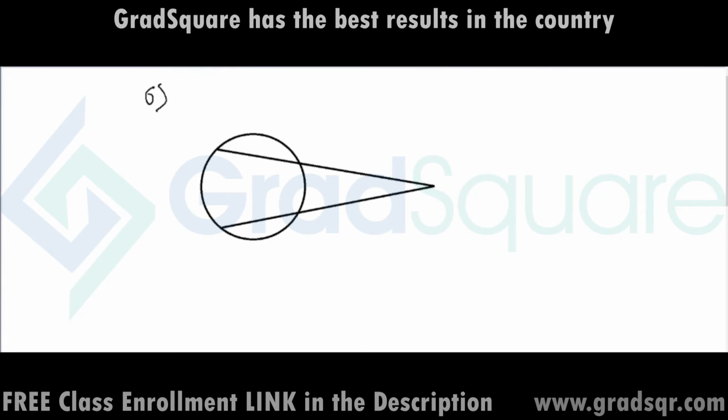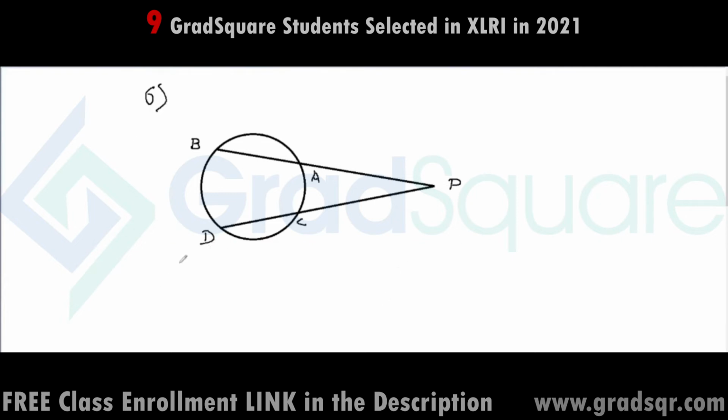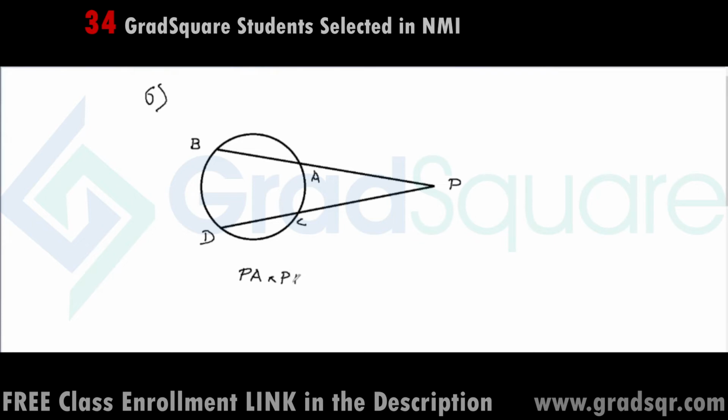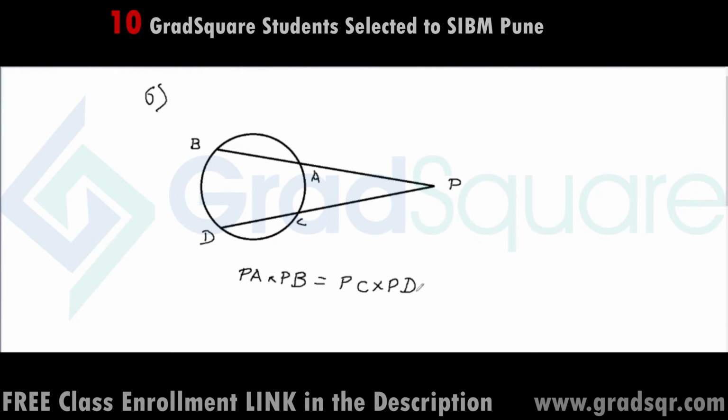So let me assume that they're cutting each other somewhere external to the circle, and let me call this external point P. And let me call the first secant PAB, second secant PCD. Then the secant section theorem states that PA into PB is equal to PC into PD. It states the same thing as the chord section theorem. The product of the sections of two intersecting secants will be equal.